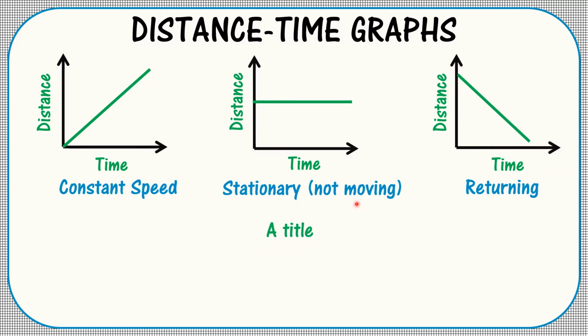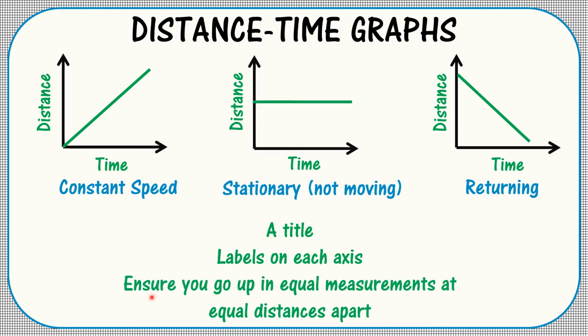What you need to include in any distance time graph is a title, labels on each axis, and ensure you go up in equal measurements at equal distances apart. Over the next few slides, we'll go through some examples.